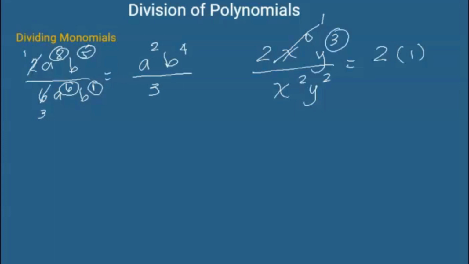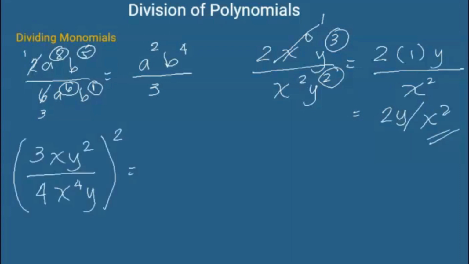And then for y, we have 3 over 2, so that's 3 minus 2, y to the first power. So we only have y over x squared. So it will be 2 times 1 is 2y over x squared. So that's the answer. Our next example is 3xy squared over 4x to the fourth y raised to the second power.